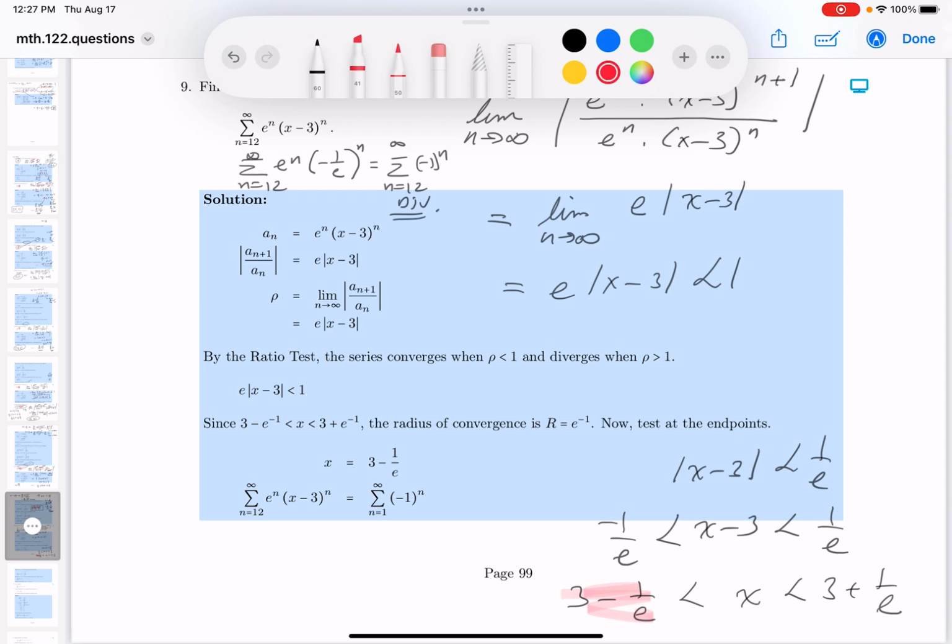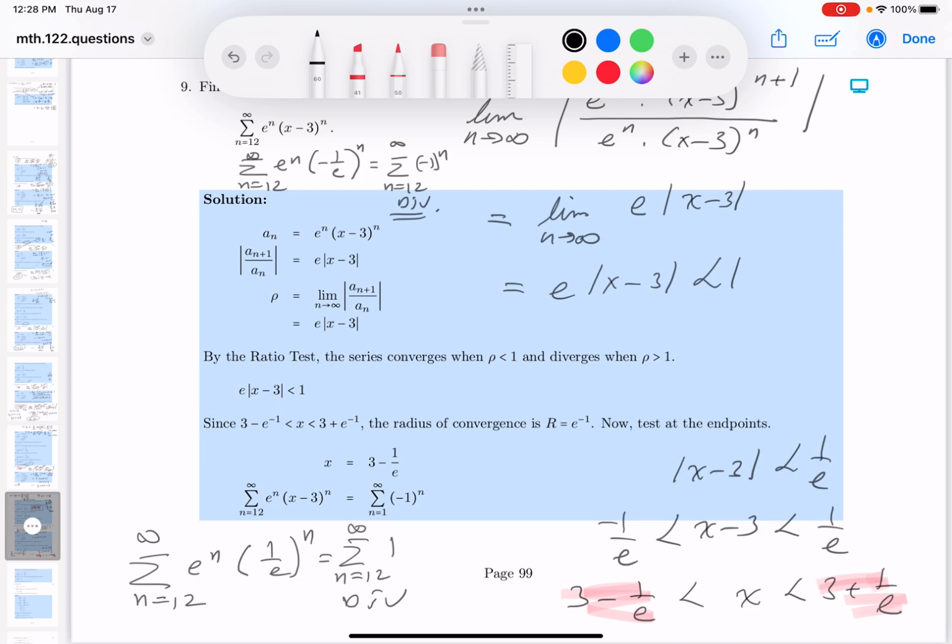Let's do the upper limit, this one over here, and see what happens there. We'll plug it into the original function. Sorry about that. The sum, n equals 12 to infinity, of e to the n. And again, we're plugging in 3 plus 1 over e. What do you get? 1 over e, raised to the nth power. What is it going to give you? It's just going to give you the number 1 there. 1 to the n is always going to be 1.